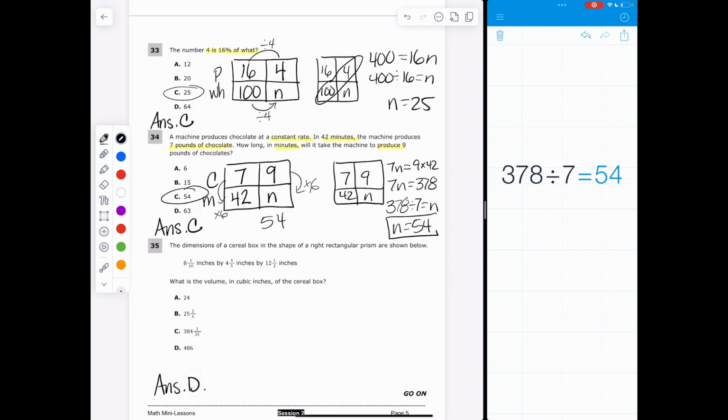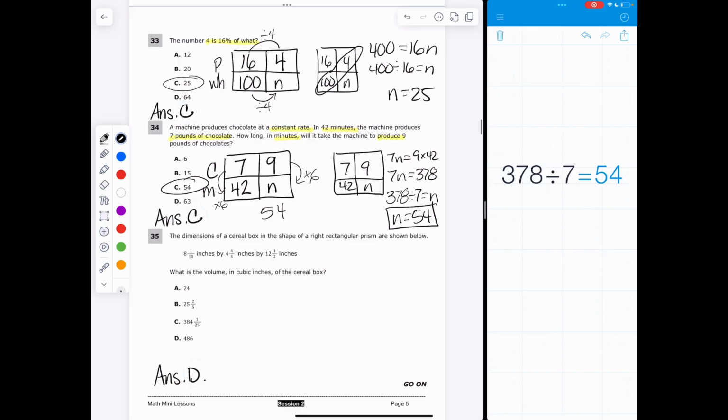So both of these methods work. Again, use the one that works for you. Here I can see 3 dimensions, so I'm thinking volume. The dimensions of a cereal box is in the shape of a right rectangular prism. So I have my 3 dimensions, and I need to find the volume. Okay, so I'm multiplying all of them.